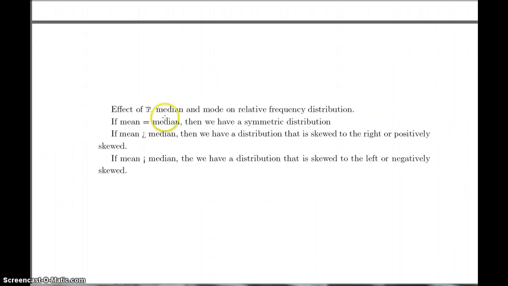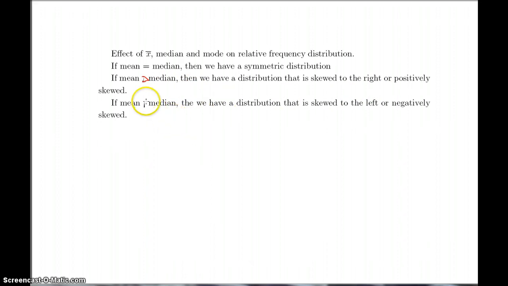So now, how do I figure out the relative positions of the mean, median, and the mode on a frequency distribution? If the mean equals the median, then we have a symmetric distribution. If the mean is greater than the median, then we have a distribution that's skewed to the right, or positively skewed. I'm going to graph these in a minute. If the mean is less than the median, now we have a distribution that's skewed to the left.